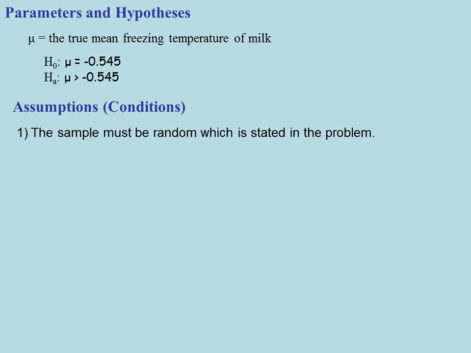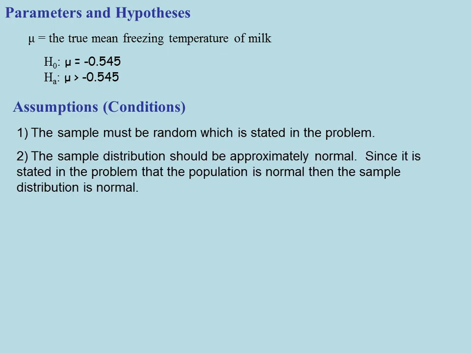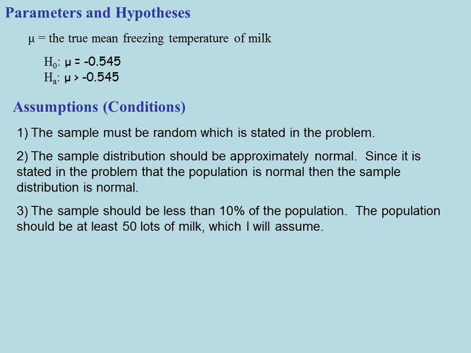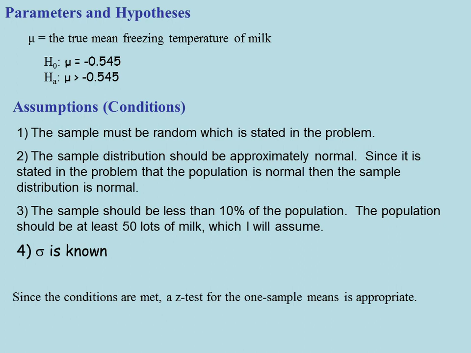Our assumptions: the sample must be random, and again, it was stated in the problem. The sample distribution should be approximately normal. Since it's stated in the problem that the population is normal, then the sample distribution is normal. The sample should be less than 10%. So again, the population should be at least 50 lots of milk, and we will assume that. And we know what the standard deviation is in this problem, so we're going to use our z-test. Since the conditions are met, a z-test for one sample mean is appropriate.